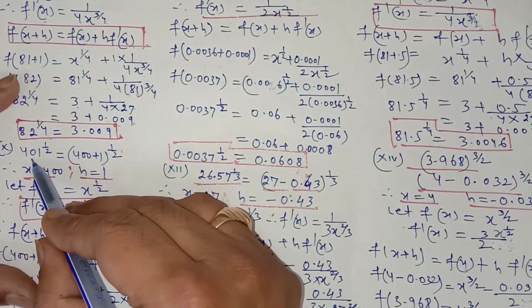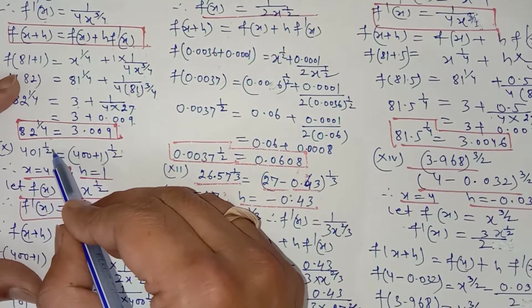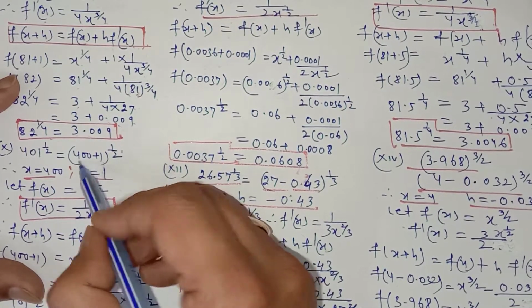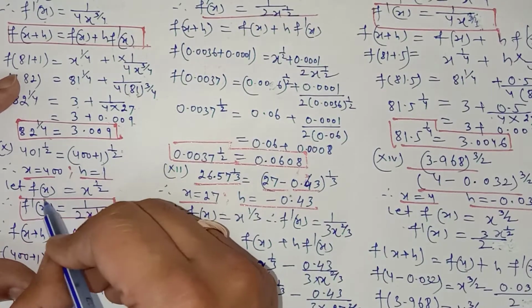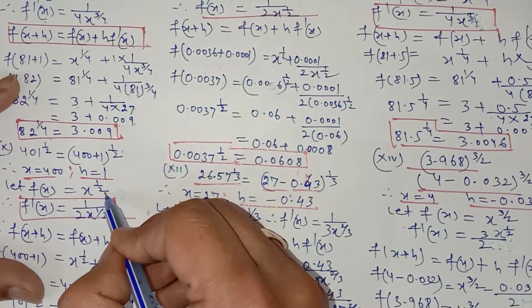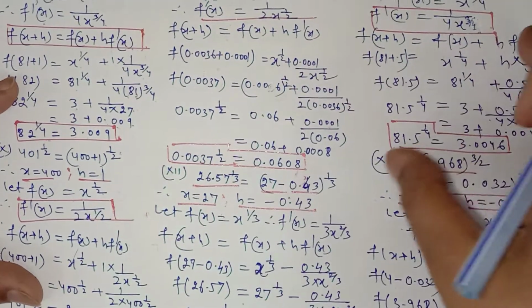Again in 401 raised to power half, you can break it as 400 plus 1, where x is 400, h is 1, and f(x) is equal to x raised to power half, or f(x) is equal to root x. Now this type of question we have already done in the first and second part.